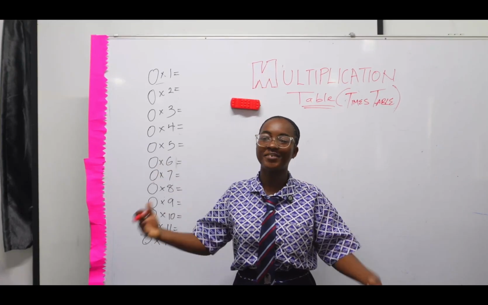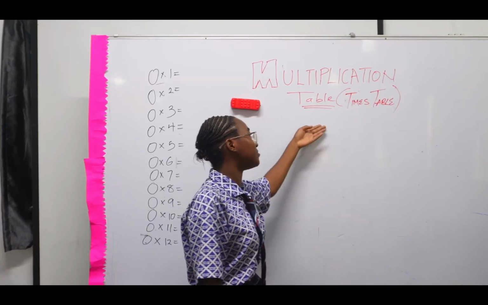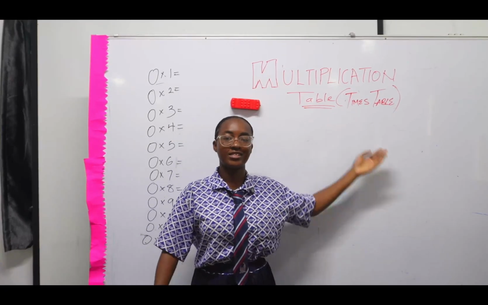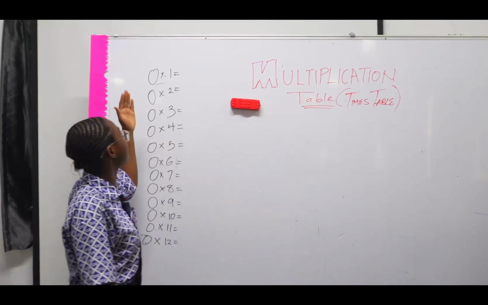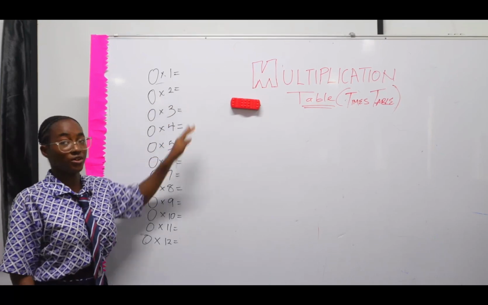Hello everyone. My name is Maria and I'm a year 12 student of Top 5 College. And today I'll be taking you on the multiplication table tricks, also known as the times table. So I'll be starting with the zero. I want you guys to take note that zero means nothing.